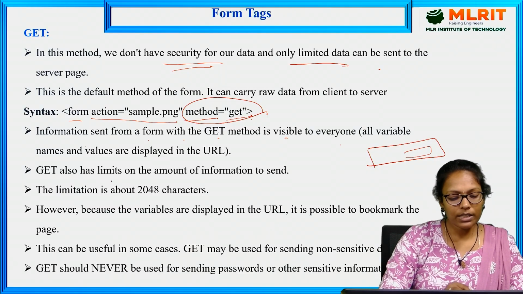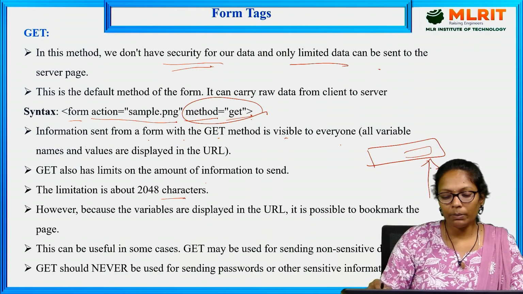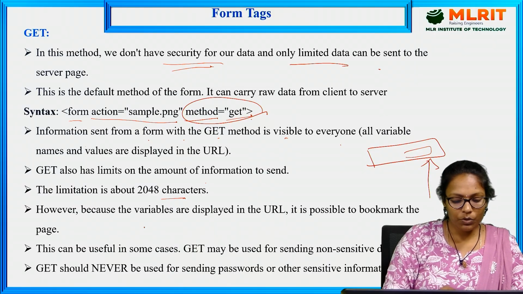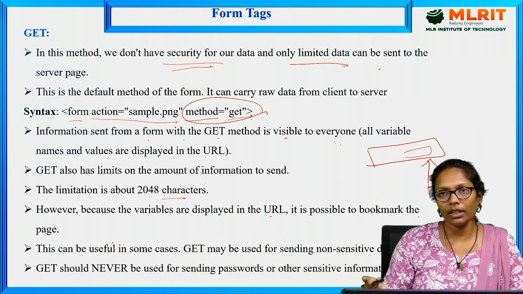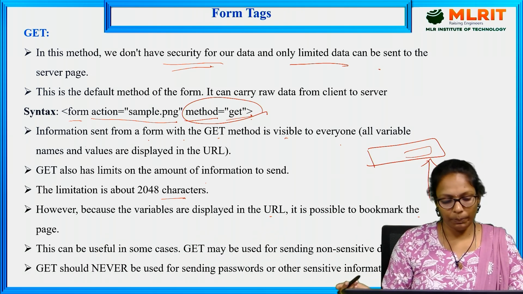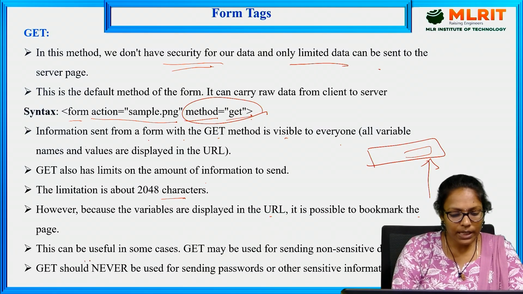Get also has limits on the amount of information. The limitation is only 2048 characters. So at a time, using the get method, you can send only 2048 characters. However, because the variables are displayed in the URL, it is possible to bookmark the page. Someone can store that page and that data can be used for different purposes. So this can be useful in some cases.